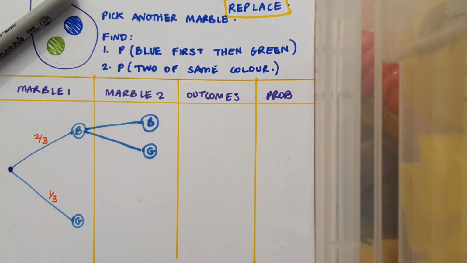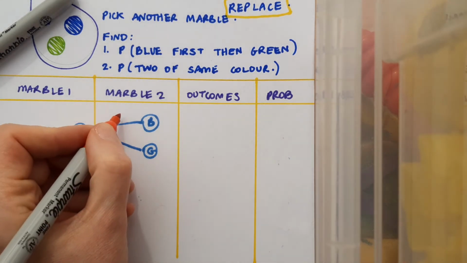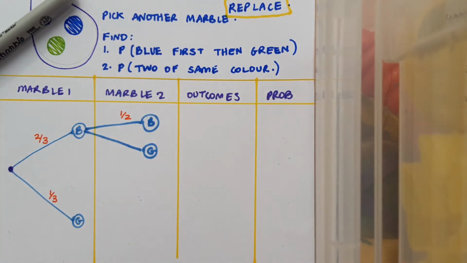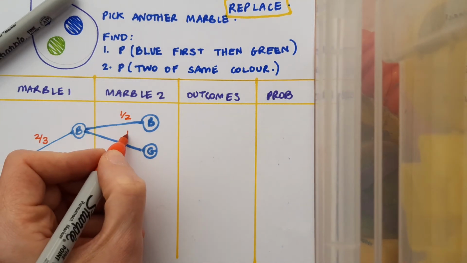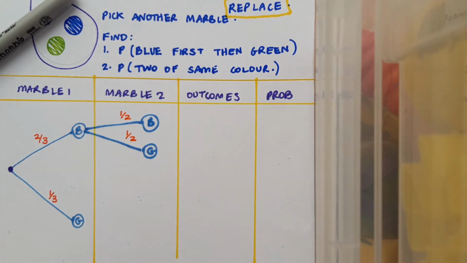So let's see, what are the chances now of selecting blue? Okay, so it's a half. One blue marble out of two marbles in total, and the chances of selecting green is a half.